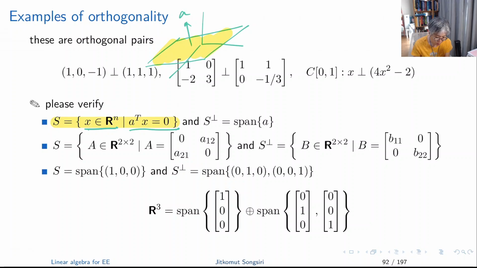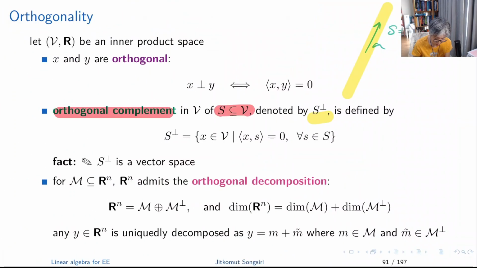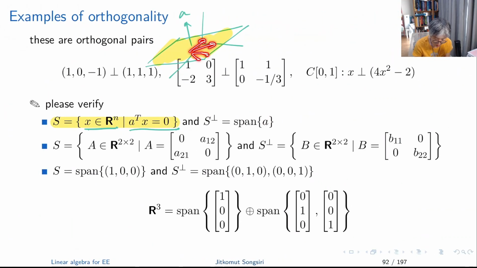So it is obvious from this example that the definition of S perp, the orthogonal complement, is a collection of any vector that is perpendicular to all the members in S. All the members in S are the vectors described by the plane, right? Anyone on the hyperplane is a member of S. And that hyperplane itself is parameterized by a normal vector A. We call it a normal vector because A is perpendicular to anyone on the hyperplane. So in this example, therefore, S perp is the span of A.